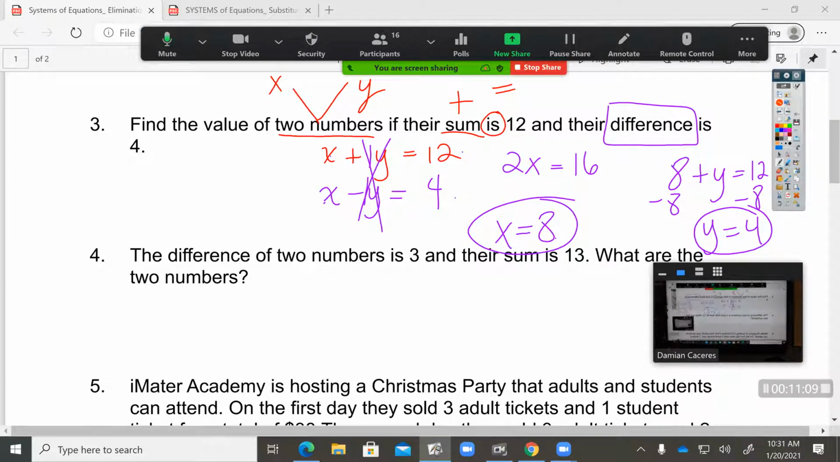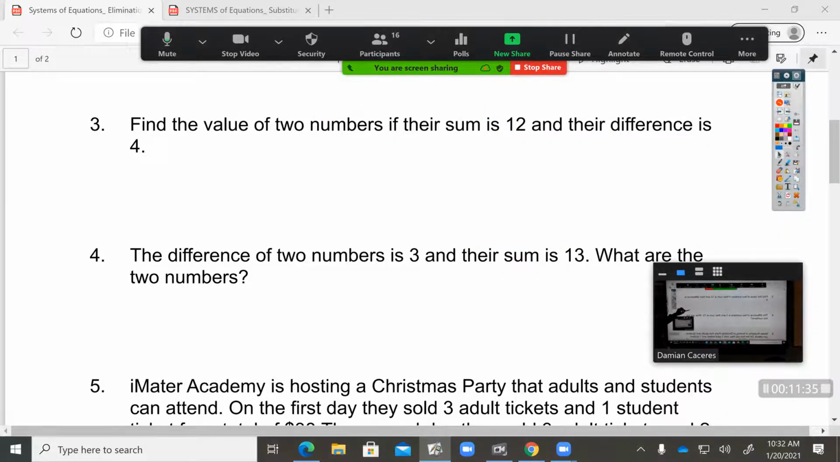So now you can always double check your answer. Sum means plus. Does 8 plus 4 equal 12? Yes. Difference means minus. Does 8 minus 4 equal 4? Yes. You can verify your answer very easily. All right, let's move on to number 4.